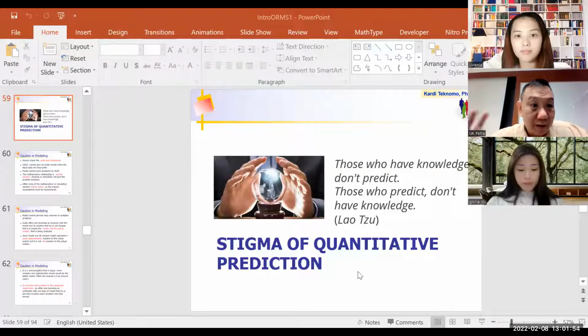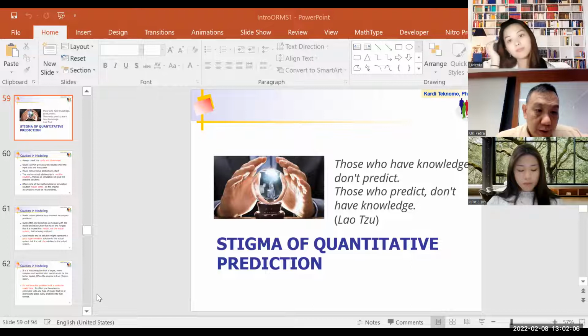So stigma means curse. I want to discuss the caution, so that we can say, look, if we are not cautious enough about prediction, these are the possibilities that you need to think about.